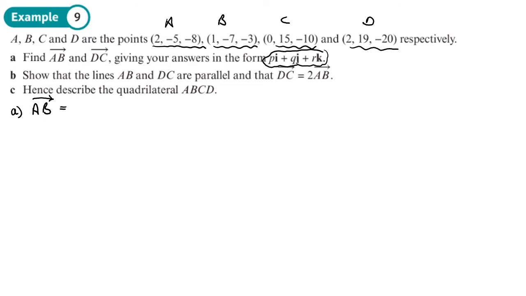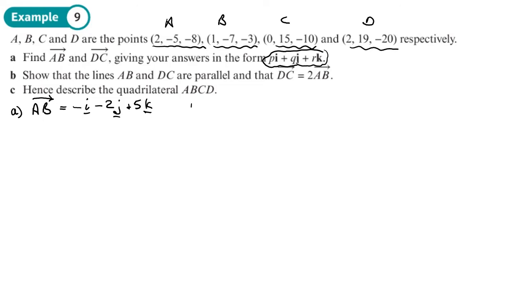So the I part goes down by 1, so that's negative I, because it goes from 2 to 1. The J part goes from negative 5 to negative 7, so that goes down by 2, so negative 2J. And the K part goes from negative 3 to negative 5, so that goes up by 5. Okay, so that's that vector.